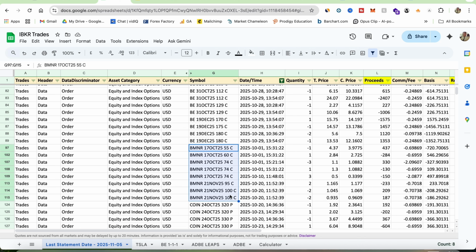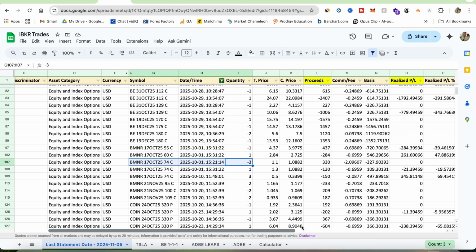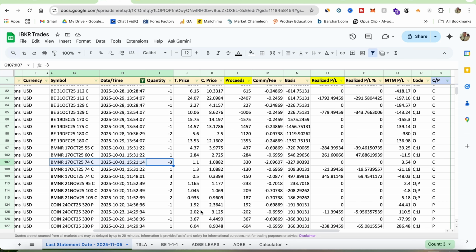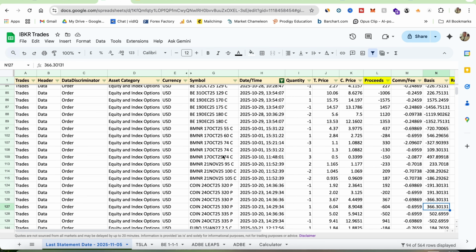BMNR, again, I've been selling calls against it and selling some 111s against it as well. I've done some three-legged trades, some aggressive trades on there. I think this trade is still open actually, and I think it's just about to expire worthless as well. No, there's another trade here. So in that example, I took in 330 and closed out at 345.